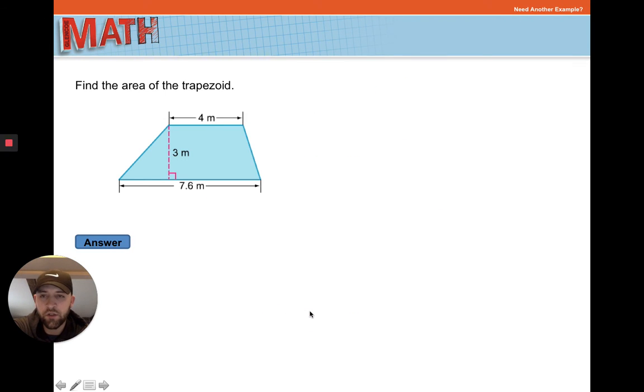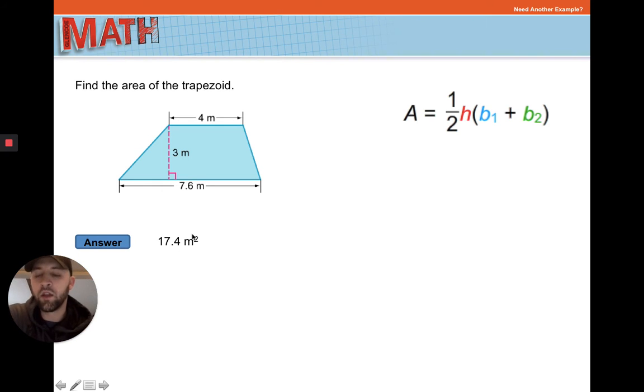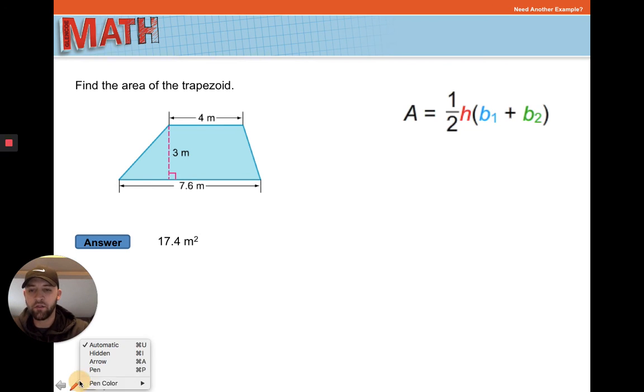All right, let's go ahead and try one by ourselves here. There's the answer. We're going to make sure that we're doing it right. And here's your formula up top, just so we can go ahead and plug some stuff in. Use a black pen on this one. Okay, here we go. In this case, we do have two bases, which is good news. Base 1's up top, base 2 is on the bottom. Here's our height with the dotted line. I'm just going to go ahead and mark it H, just so we know. Okay, here's your formula. Let's just plug in what we know.